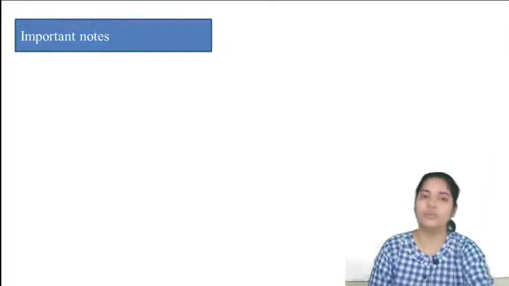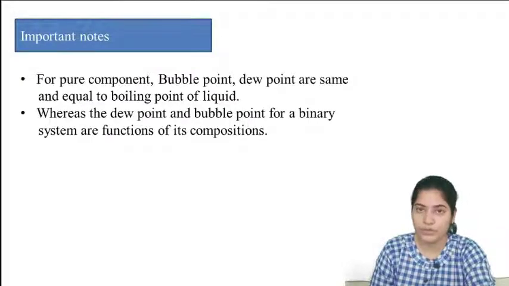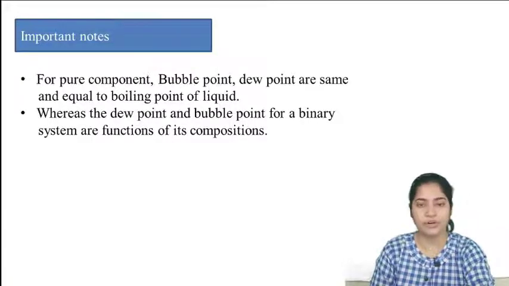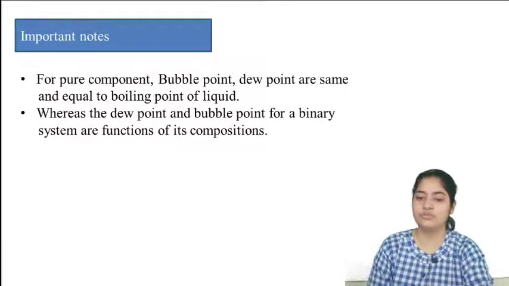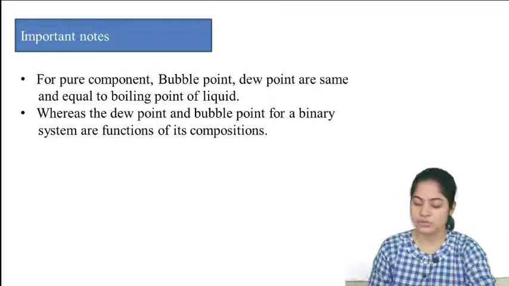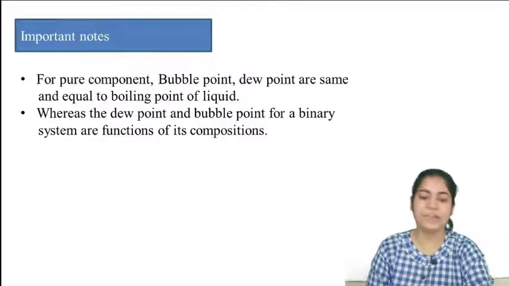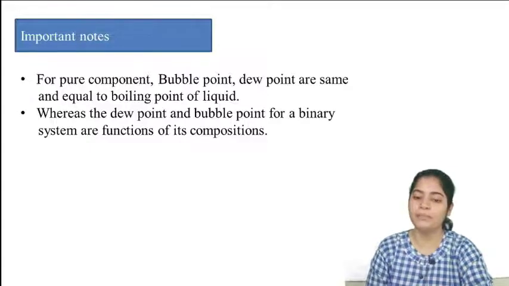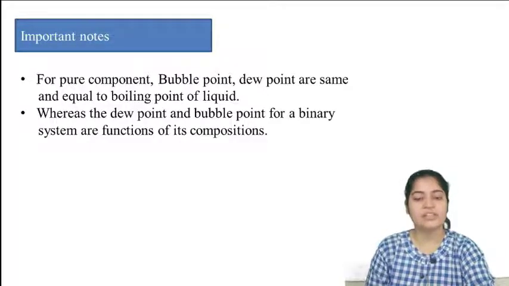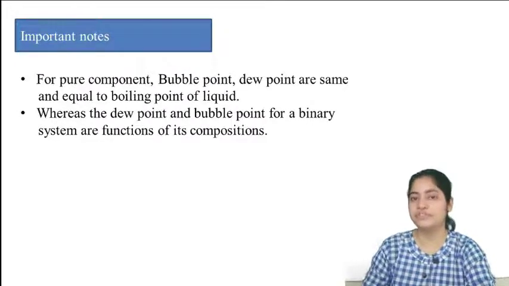Now what are the important notes you need to know over here? For a pure component, bubble point and dew point are the same and equal to the boiling point of the liquid. That was discussed in the last lecture also; here I am not talking about a mixture. Suppose, for example, pure benzene itself: its bubble point and dew point would be the same and equal to the boiling point, because no mixing is there. Whereas the dew point and bubble point for a binary mixture is a function of its composition. As we change the composition, for different compositions you have different sets of bubble point and dew point.